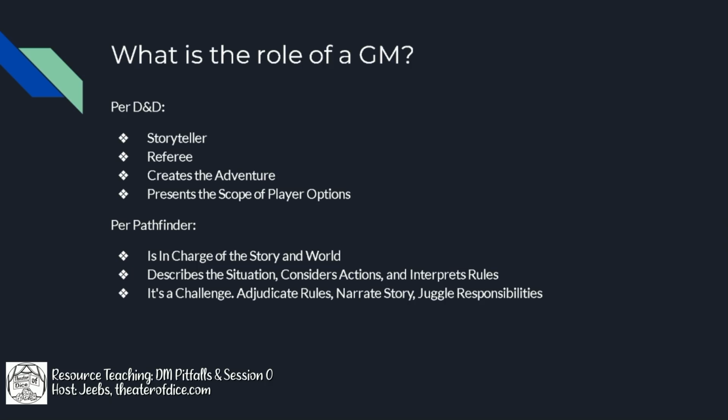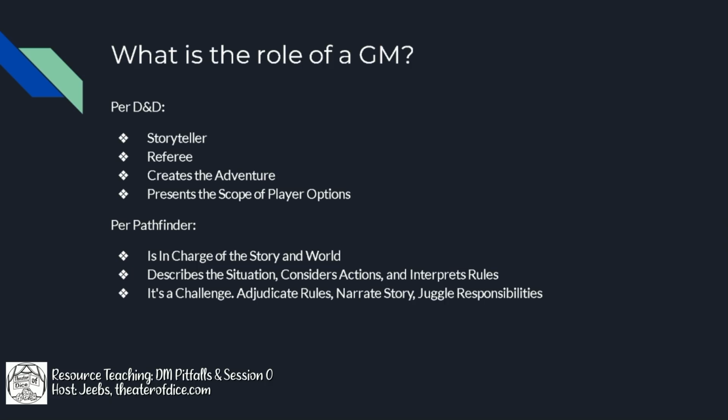The DM tells the players where their adventures are and what's around them, presenting the basic scope of options that present themselves. Pathfinder 2nd edition describes the Game Master in Player Core as: while the other players create and control their characters, the GM, or Game Master, is in charge of the story and world. The GM describes all the situations that player characters experience in an adventure, considers how the actions of player characters affect the story, and interprets the rules along the way. Being the GM is a challenge, requiring you to adjudicate the rules, narrate the story, and juggle other responsibilities.